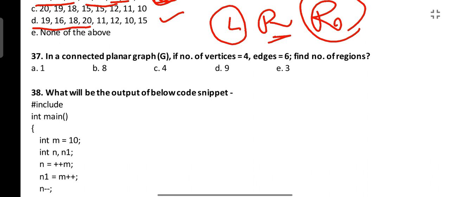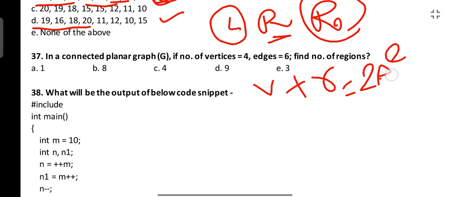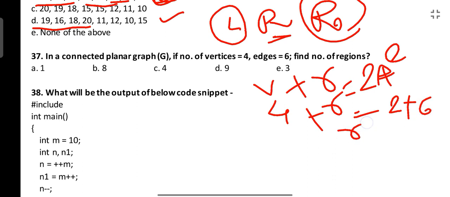Next is, in a connected planar graph, if the number of vertices is 4 and edges is equal to 6, find the number of regions. So what is the Euler formula for this? V plus R is equal to 2 plus E. So vertices are 4, plus R, which we have to find out, is equal to 2 plus E. E means edges, 2 plus 6 means 8. So what is the region? R is equal to 8 minus 4, which is 4.